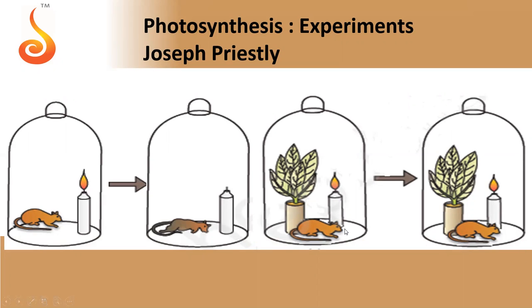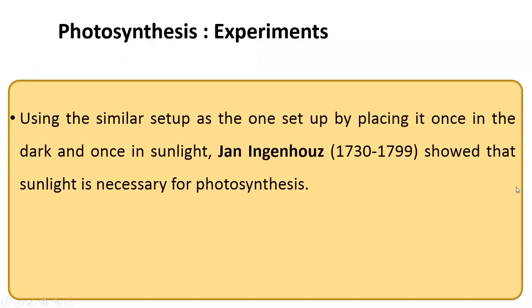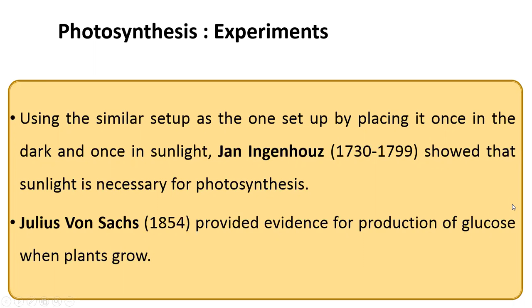And in the next set of experiments, along with the mouse and a candle, he introduced a plant. And he later observed that the plant restored the air, whatever the breathing animals and burning candles could remove. So he hypothesized that plants purify the atmosphere. By this, he meant that plants release something which could purify the surroundings, which we now believe is oxygen.